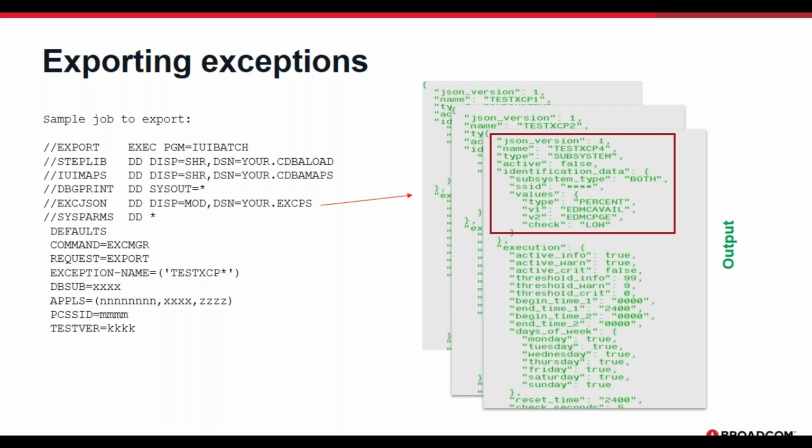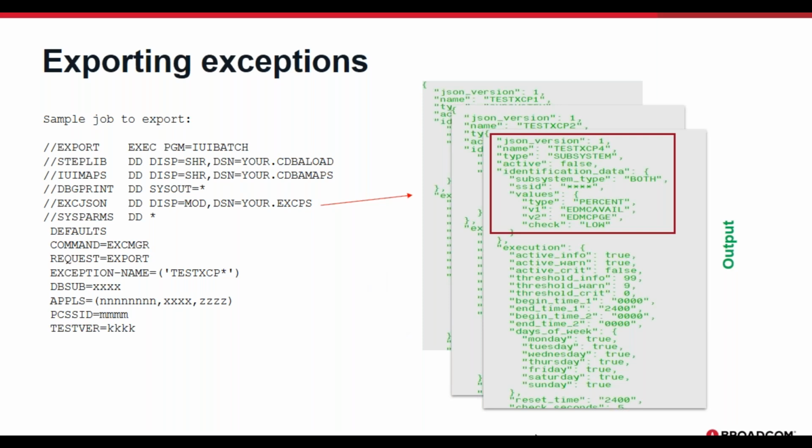The output is what you see on the right side. What you notice here is the JSON that contains the different fields of the exception definition, as you would have seen otherwise on the UI. You see the name, for example, inside the red rectangle, highlighted as test XP4. You see the type being subsystem, whether the exception definition is active or not, as well as some identification data. And then you have subsequent subsections that highlight the other values of the exception definition.